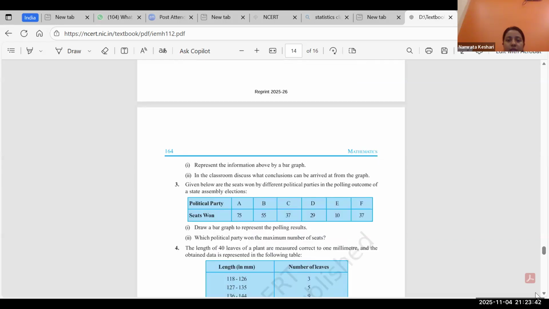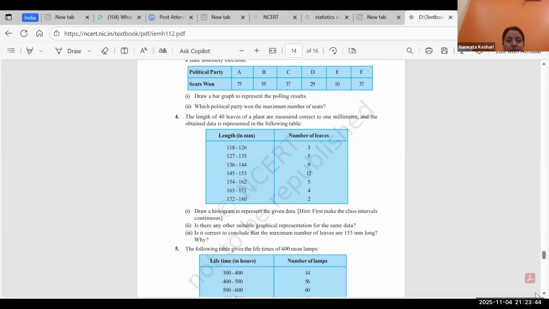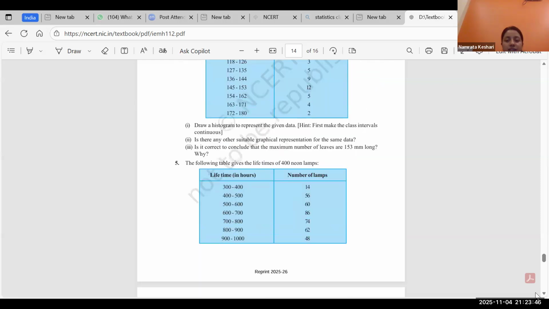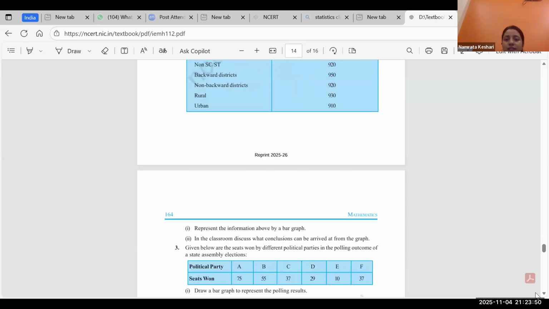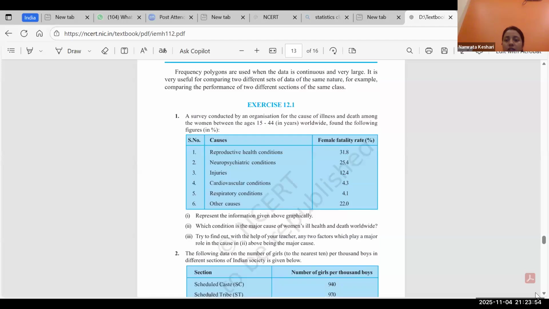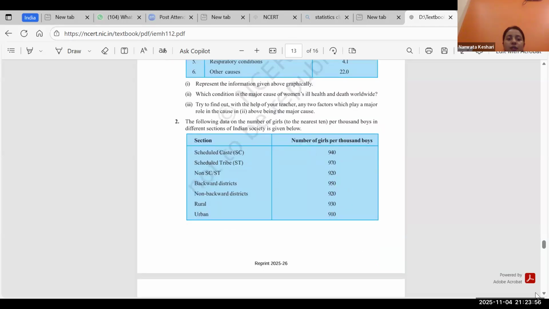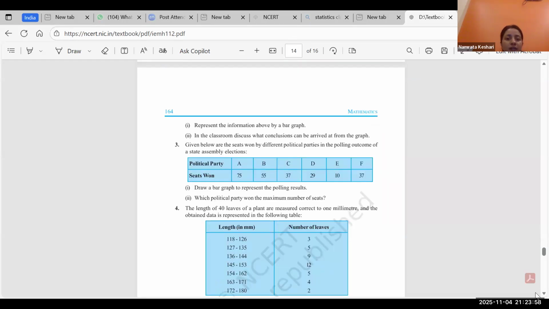Let's take the same data, or randomly let's take any data. We'll be solving questions from here. Let's take any data and draw the frequency polygon. Actually, questions number 1, 2 and 3 are based on drawing a bar graph.